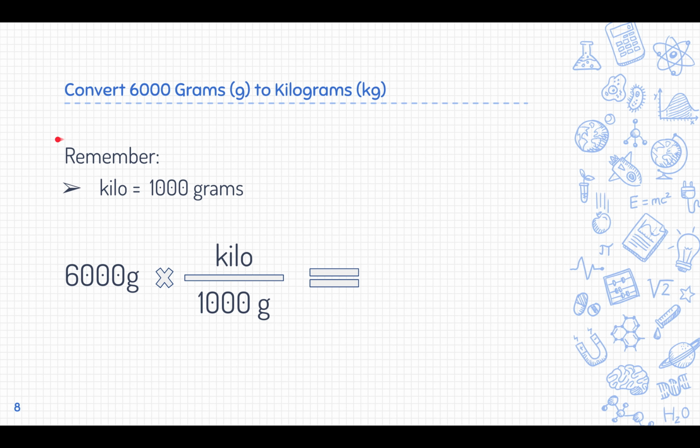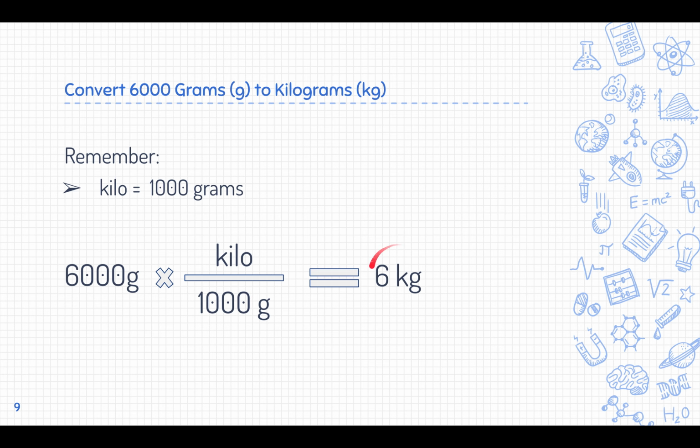So let's try this problem real quick. Convert 6,000 grams to kilograms. Remember, 1 kilogram is equal to 1,000 grams. So let's set up the equation. It would be 6,000 grams. That's what we're given. And we know that 1 kilogram has 1,000 grams. So for every 1,000 grams, there's 1 kilogram. When we divide this, we'll get 6,000 grams divided by 1,000 grams. The grams will divide out, leaving us with 6,000 divided by 1,000, which is 6 kilograms.